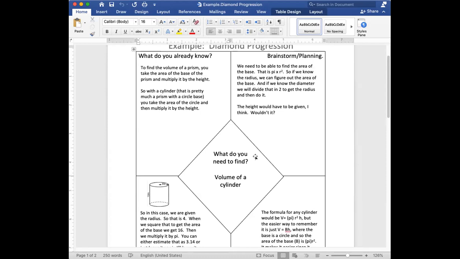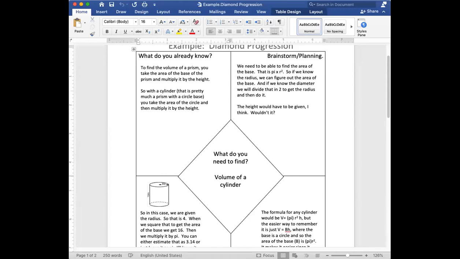This is also a great way you could do a ticket at the door with a diamond progression. Put a problem in the middle, then what you already know, brainstorm, plan, solve it. And that can get you more information from them versus simply asking them to do a problem. It pulls out that language, that discussion, onto paper. So that's a very interesting suggestion.